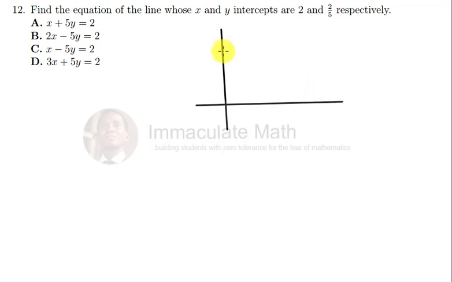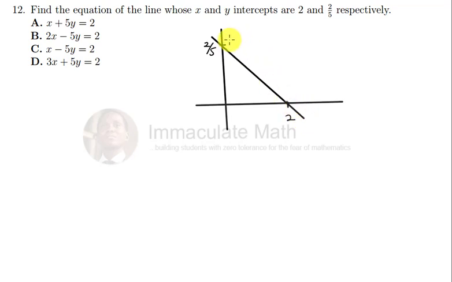Okay, they give us the x intercept to be 2, so that means it's cutting the x axis at point 2, and it's cutting the y axis at 2 over 5. Okay, so we want to determine this line segment here. So we want to determine this line segment here. All right, so something like this.